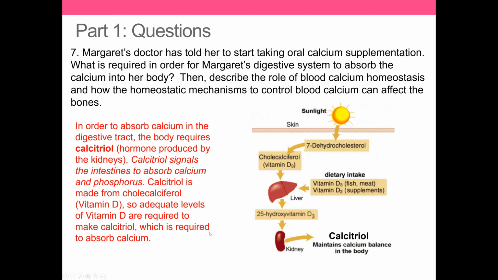So a picture's worth 1,000 words. You get vitamin D either by being in the sunlight. Being in the sunlight causes a reaction in your skin, which converts a chemical to vitamin D. You can also take vitamin D in through your diet, so eating fish, meat, or taking supplements. These are all ways to get additional vitamin D. And then the liver converts the vitamin D into a compound that the kidney converts into calcitriol. And calcitriol is necessary to absorb calcium and phosphorus in the digestive system.